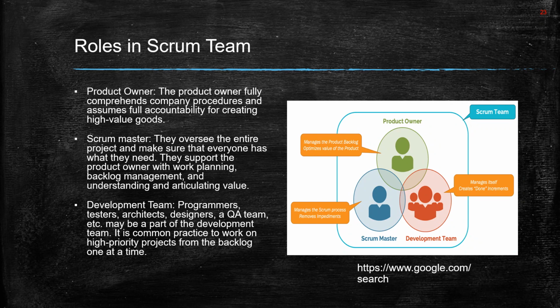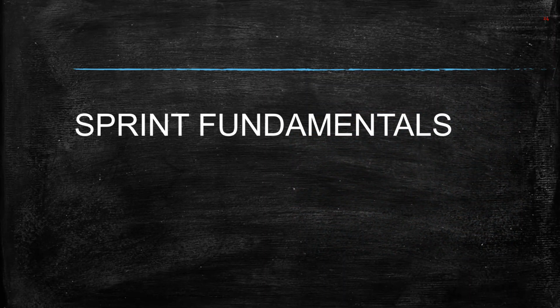And moving to the development team, they are responsible for working with high quality. There are usually 5 to 8 members in a development team, and they work together in each sprint. And moving to sprint fundamentals. First, what is a sprint? It is a small period of time where the Scrum team members work to complete a set amount of work.